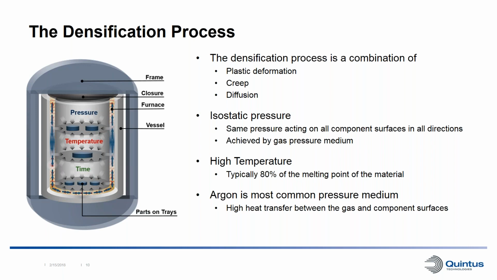Argon is the most commonly used pressure medium during hipping, and since we have this very high pressure during the hipping, we also get a very high density in the gas, in the argon. And with this high density, we also get a very good thermal conductivity. And with a very good thermal conductivity, we get a very good heat transfer between the components being processed and the pressure medium. And this is good for the process.